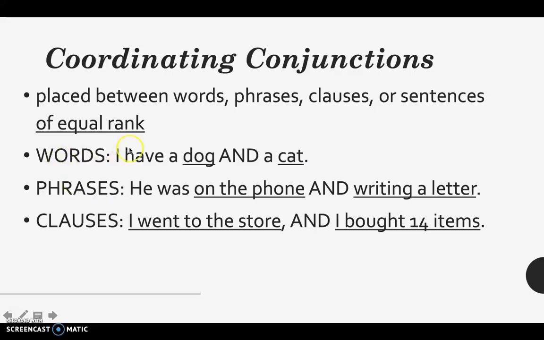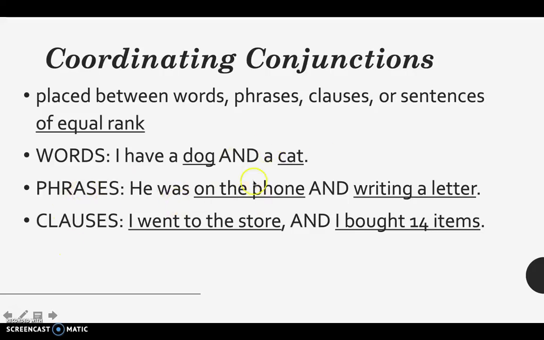Well, if we look at words, I have a dog and a cat. So I'm connecting 2 words with one of the coordinating conjunctions, rather than say, I have a dog and... But basically they're on equal footing, is the main thing there.